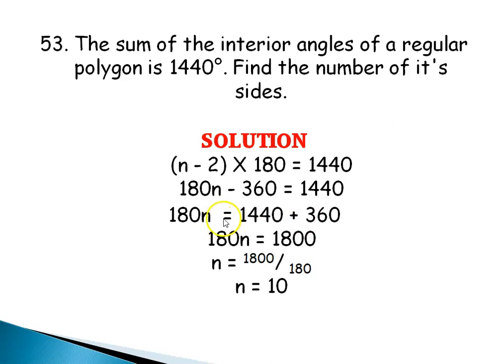Is that okay? 1440 plus 360 is 1800. So 180n is equal to 1800. Divide both sides by 180. 180n divided by 180, 1800 divided by 180, and that will give us 10. So my n is equal to 10. That is the number of sides, and that gives us a decagon. Alright.